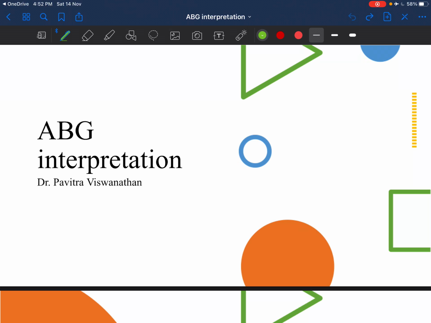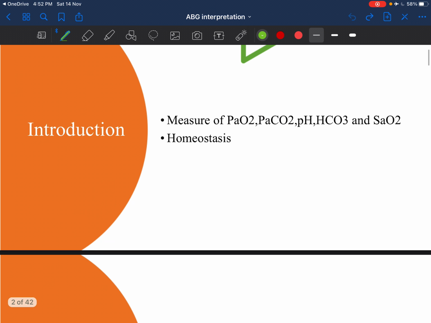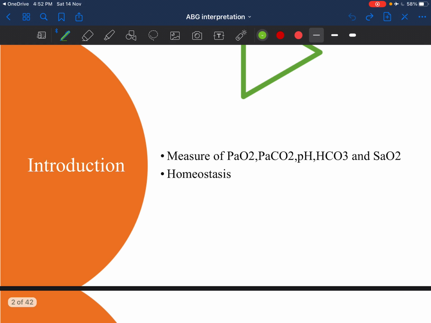Hi all. Today's topic of discussion is going to be ABG interpretation, and this is in continuation with our ventilation series. So why do we need to measure pH? An optimal pH is at which your body systems function to the best efficiency. Your enzymes work well, your receptors work well, and that's why you need the pH to be normal.